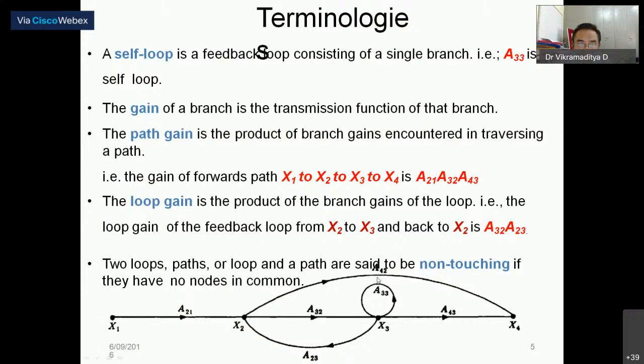Now, another terminology is gain. It is in fact the transmission function of that branch. For example, this is a branch connecting x1 and x2. So a21, the signal strength, is known as the gain. The signal strength of a branch is known as the gain of that branch. So a21 is the gain of this branch. What is the gain of the branch moving from x2 to x3? Please write down in the chat box.